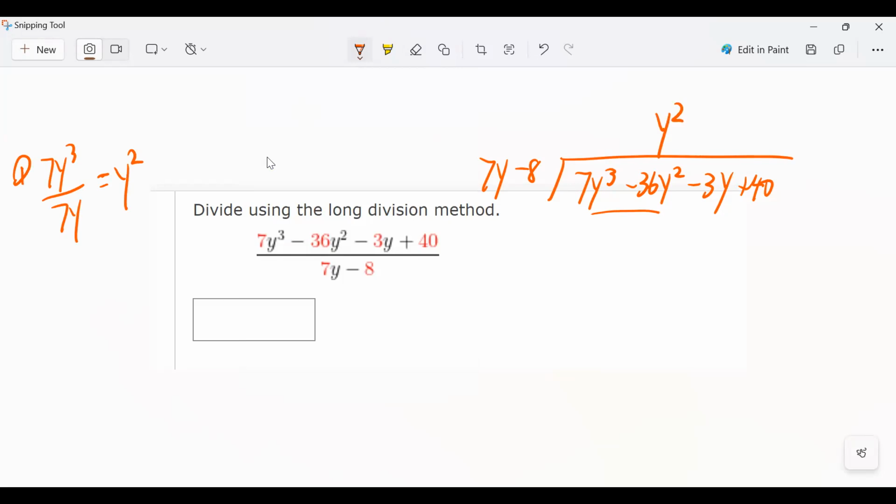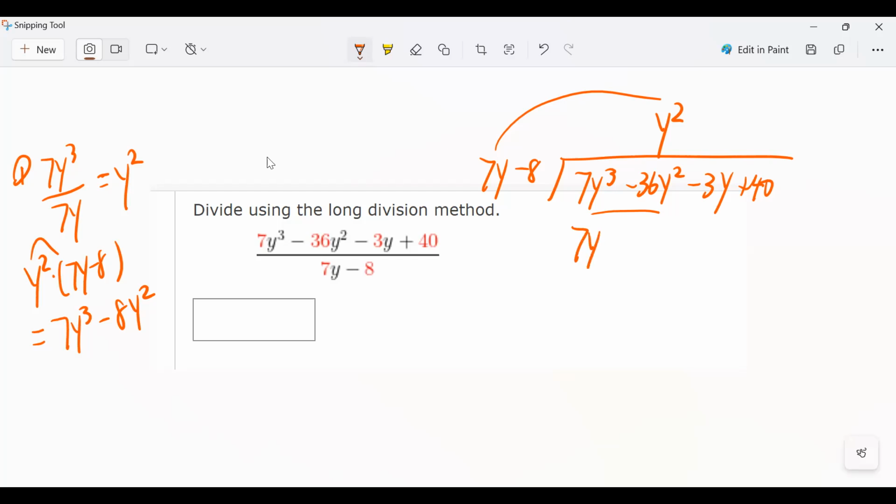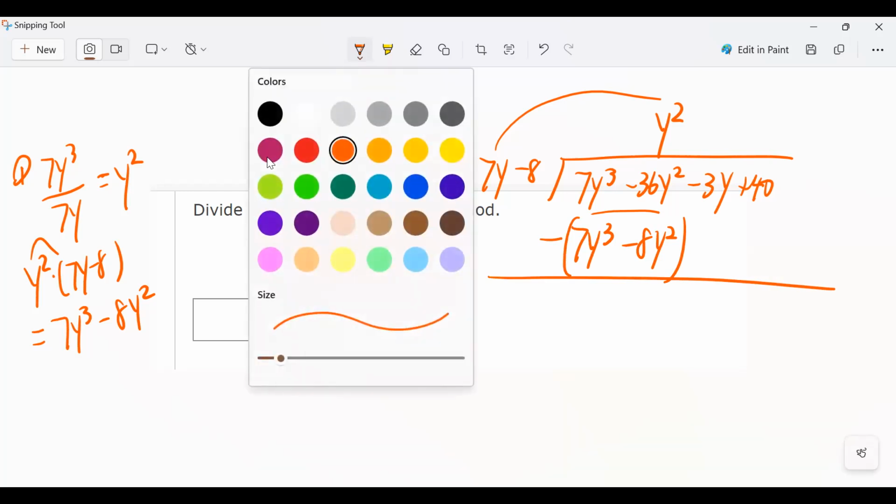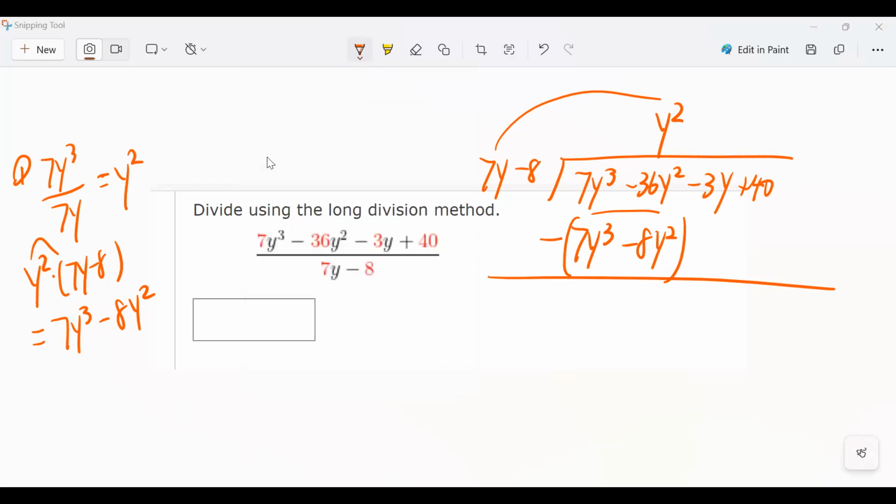Next step, we multiply the divisor by the quotient y squared: 7y minus 8 times y squared gives 7y cubed minus 8y squared. So this is 7y cubed minus 8y squared. After that, we subtract it and get a remainder. The leading term gets canceled, that's the most important thing. Cancel that.